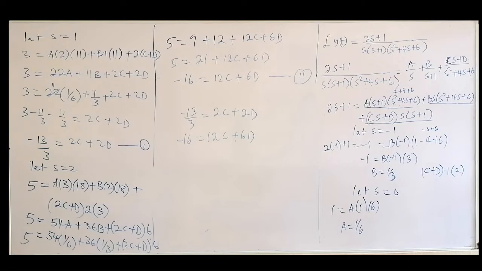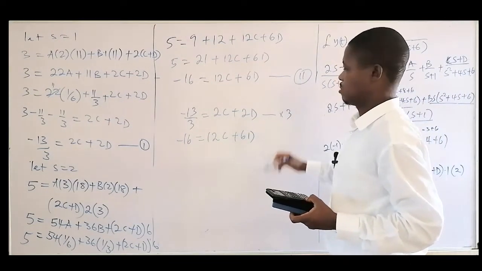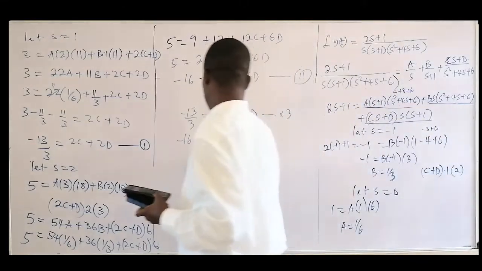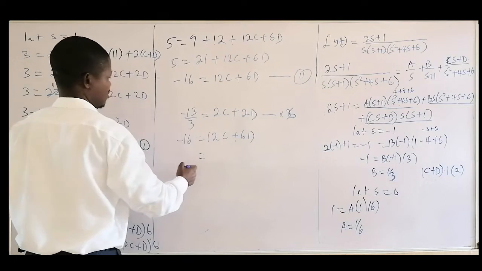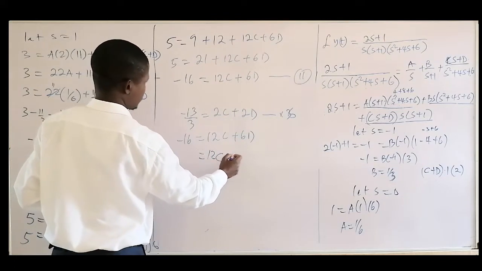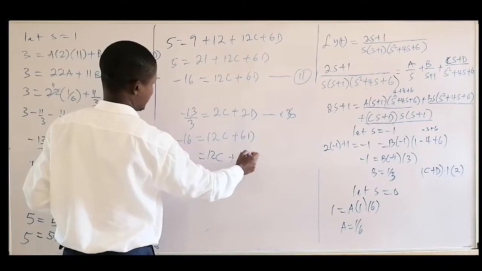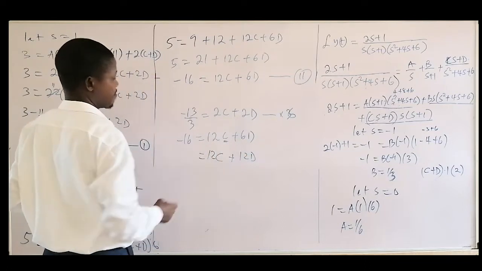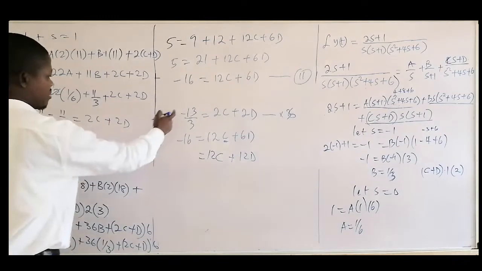Okay. So we can multiply this equation 1 times 3. And that will give us, is it times 3? Times 6. Times 6. Okay, that will be 12c plus 12d. We want the coefficient to be the same. Okay, so times 6 equation 1. And this one also times 6.